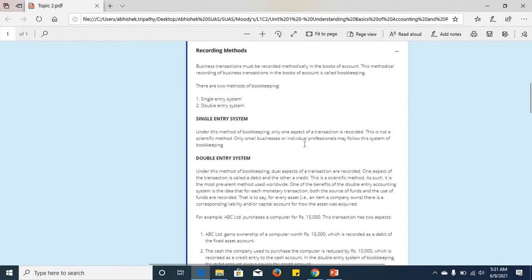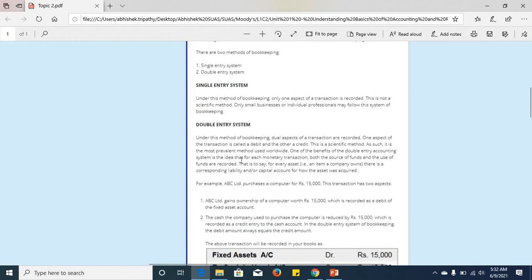In single entry system, only one aspect of transaction is recorded. This is not a scientific method. Only small businesses or individual professionals may follow this system of bookkeeping. Why? Because every transaction has 2 aspects according to double entry system, and in single entry system, you just record one aspect of the transaction. So it is unscientific, not really a reliable system of accounting.